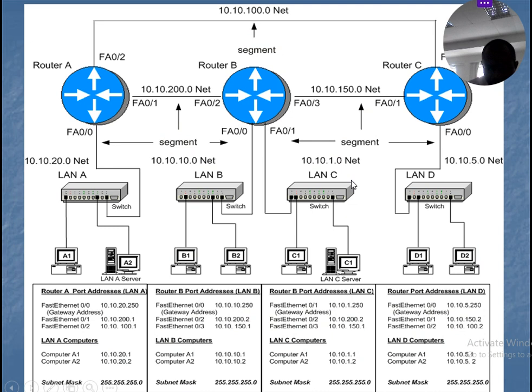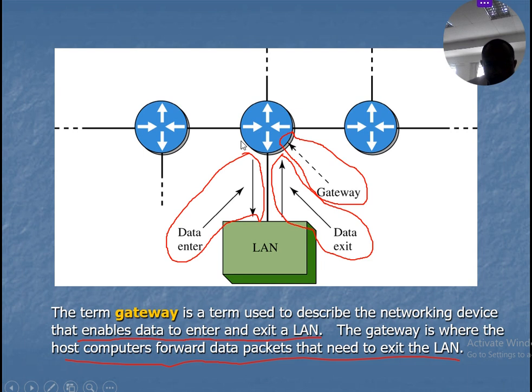If you take a look, we have three routers here, and we have local area networks. Now let's describe. A gateway is the space where data packets can find their way to the router. These are local area networks where you have a switch, and the data enters the LAN from the router like this, and the data exits the local area network to the router like this. This is how it goes. These interfaces are called the router gateways.